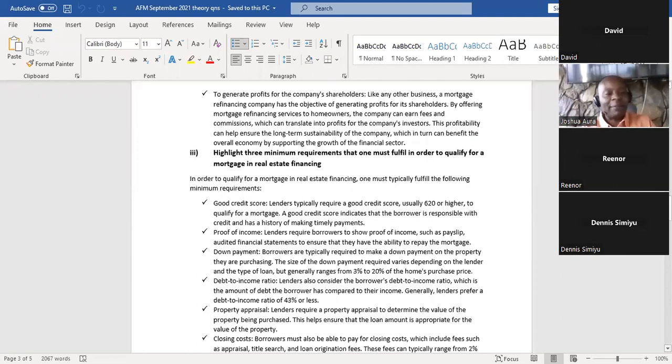Have some time. Why am I rushing? It's 1:40, we should actually take a break. Right. So, highlight three minimum requirements that one must fulfill in order to qualify for a mortgage.